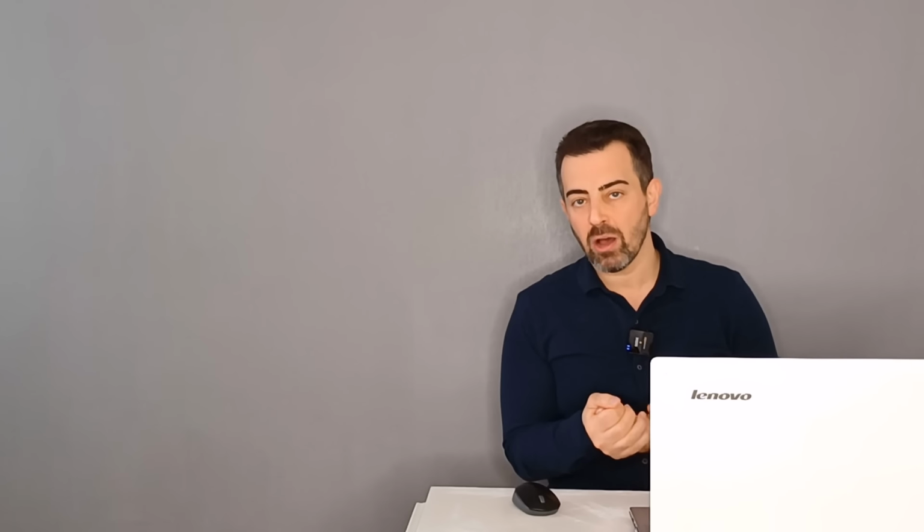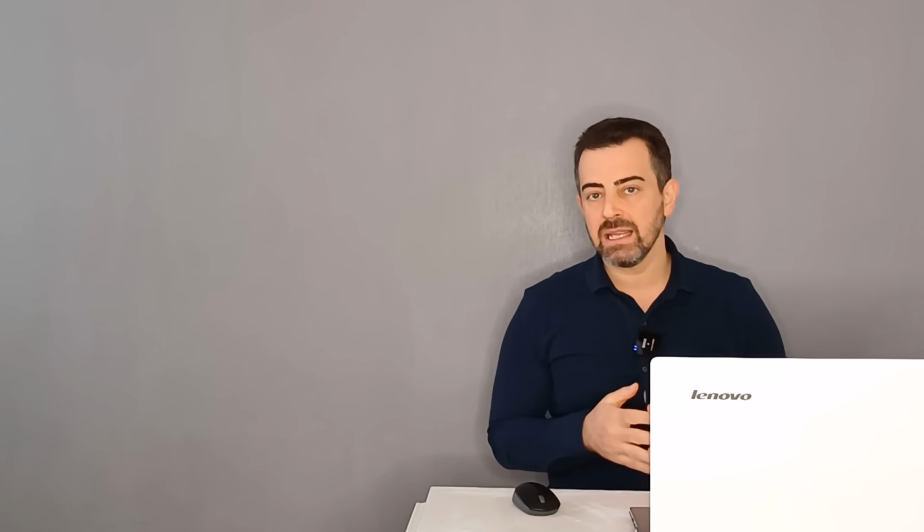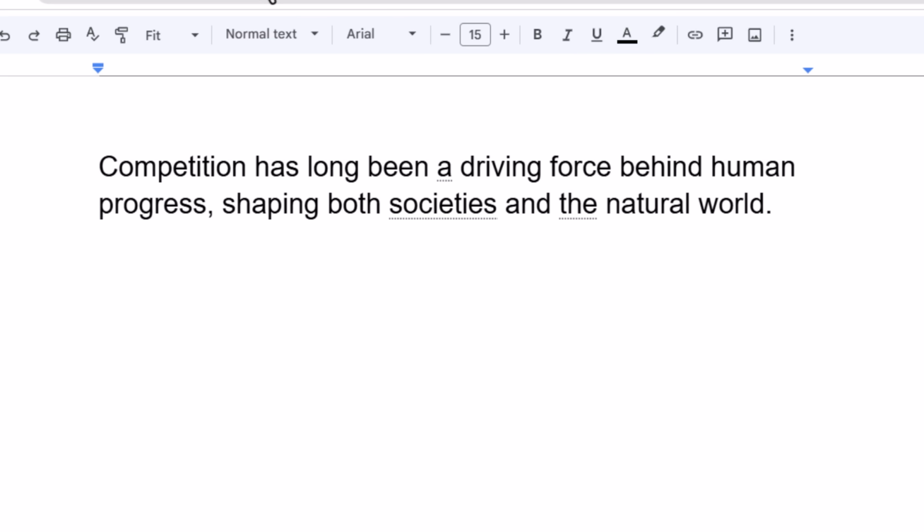This sentence was one out of thousands of possible background statements for this essay. I'm sure you also have very interesting ideas. Please write your background statements in the comment parts. I will read and give feedback. Did you see any adverbial phrase in this sentence? Shaping both societies and the natural world, which is a replacement for which shapes societies and the natural world.